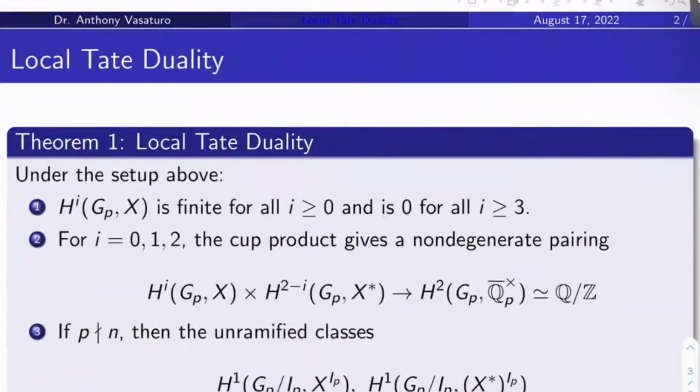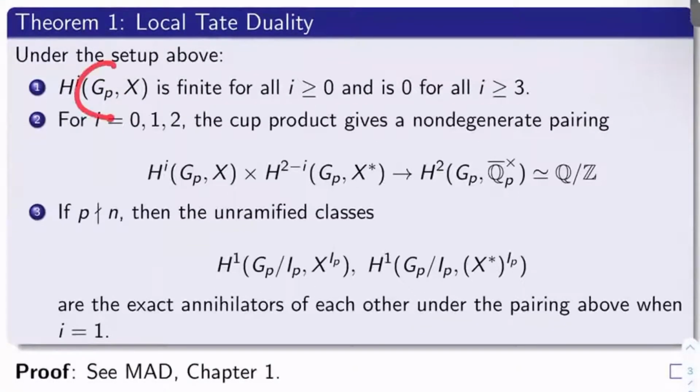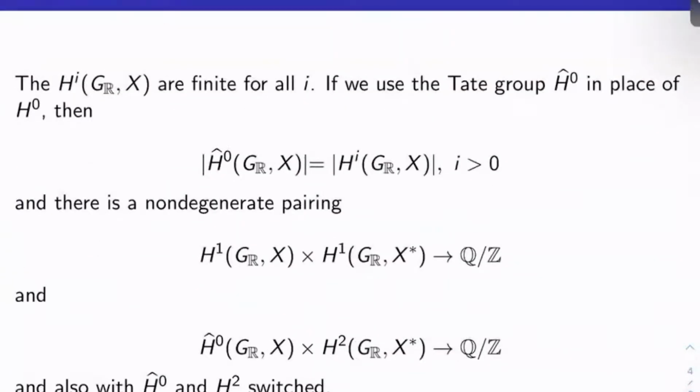How about R? We looked locally at p here, the Galois group locally at p. What about the Galois group locally at infinity? In other words, what if I replace G_p here by G_R, where R is the real numbers? Well, the H^i(G_R, X) are finite for all i. If we use the Tate group H-hat^0 in place of H^0, then it turns out that the order of H-hat^0(G_R, X) is the same as the order of H^i(G_R, X) for all i positive, so that's nice. And yes, there is a non-degenerate pairing from H^1(G_R, X) cross H^1(G_R, X*) to Q/Z.